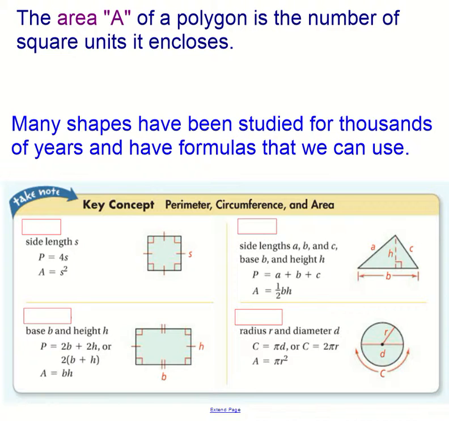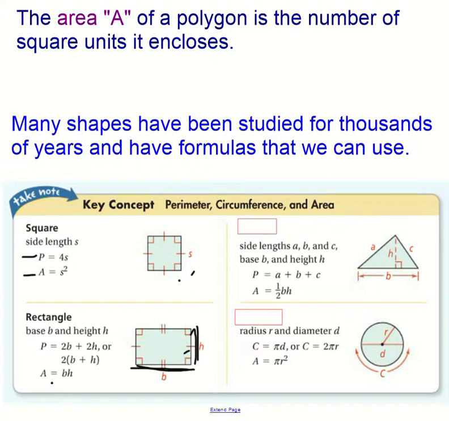So the first one we're going to talk about is square. A square has a side length of s, and you can see a picture of a square there. The perimeter is 4 times s because all the sides are the same, and the area is the side squared. Our next shape is a rectangle, and that's got a lot of similarities to squares. The perimeter is 2 times the base plus 2 times the height. The area is just the base times the height.